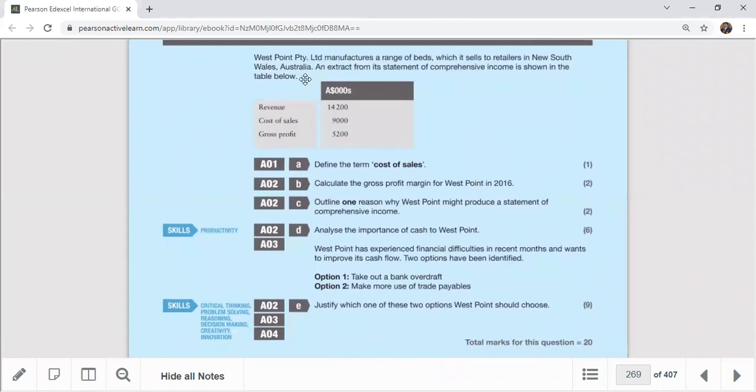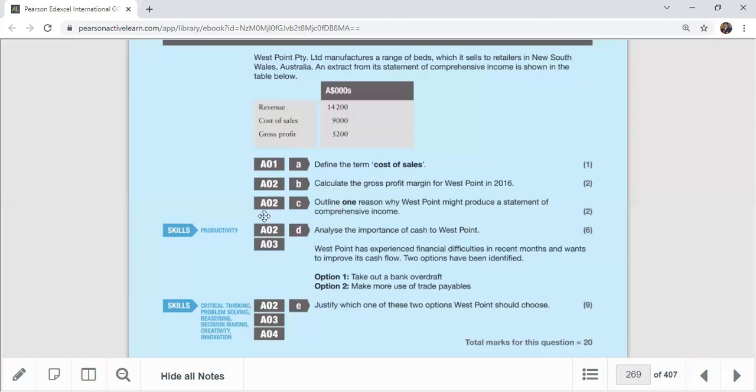West Point Private Limited manufactures a range of beds and sells them to retailers in New South Wales, Australia. An extract from the statement of comprehensive income is shown in the table below. Revenue, cost of sales, and gross profit are given here in Australian dollars. And look at AO1, define question: define the term cost of sales, 1 mark. AO2, calculate the gross profit margin of West Point, 2 marks.